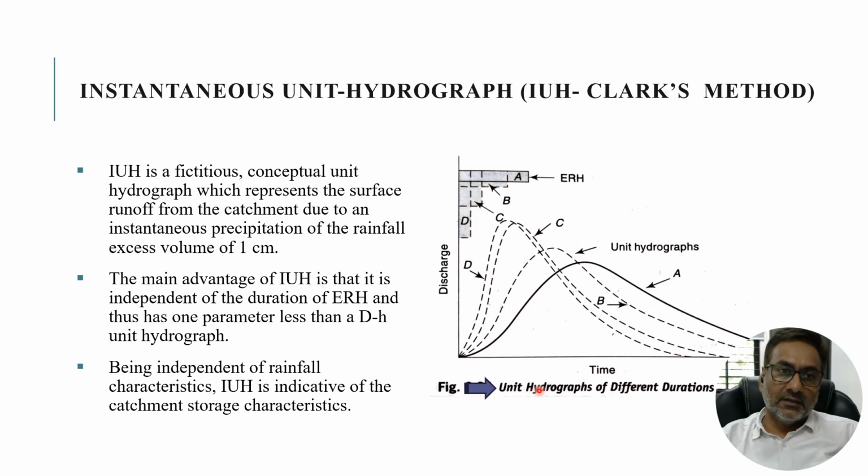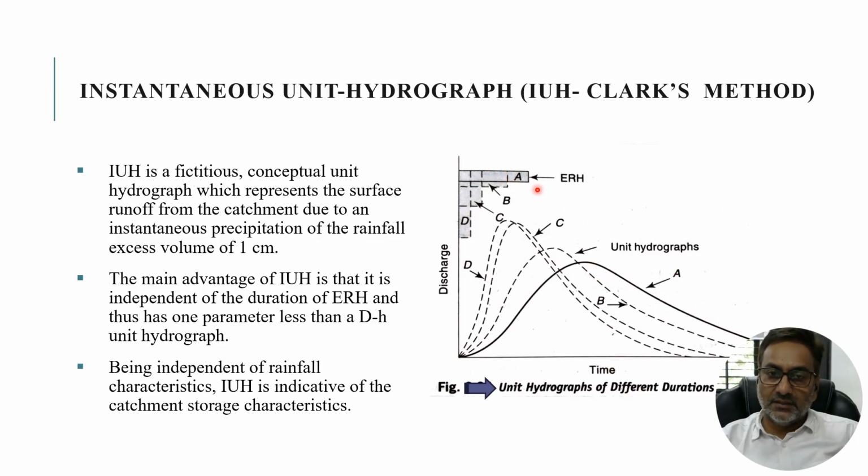Let's discuss instantaneous unit hydrograph or IUH by Clark's method. So in the last slides we have seen the unit hydrograph, where discharge is plotted against time and there is a peak up to this level. Now this is for a certain input, that is rainfall, like A.